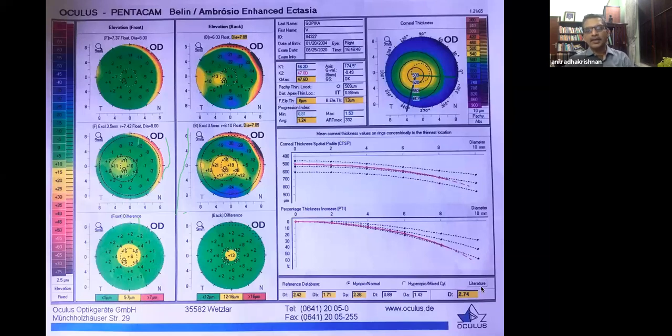The final D value is coming to 2.74. This patient is not a candidate for any refractive surgical procedure, because this can be considered a keratoconus suspect. And if you do laser vision correction in this patient, there's a chance that the patient might develop ectasia.